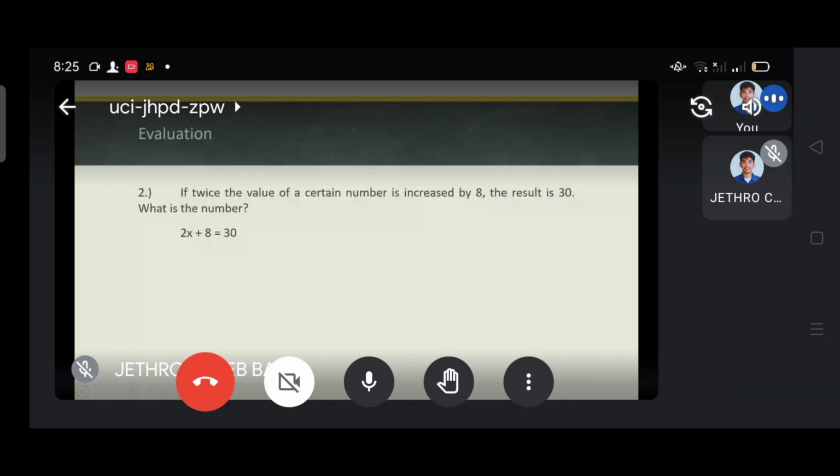Now, kapag na-transpose na natin, magiging 2x equals 30 minus 8, which is 22. Dividing both sides by 2, the variable x is 11. That is the answer.